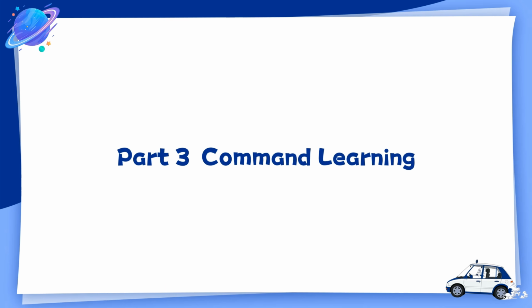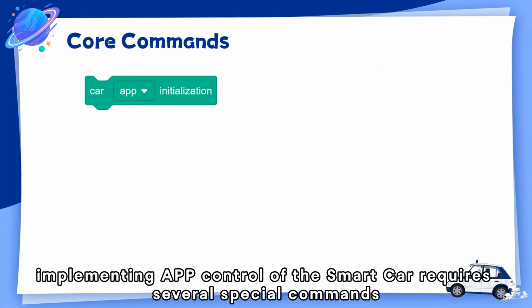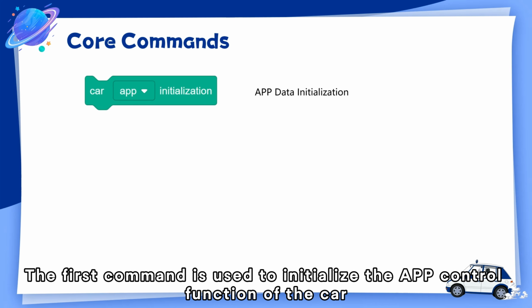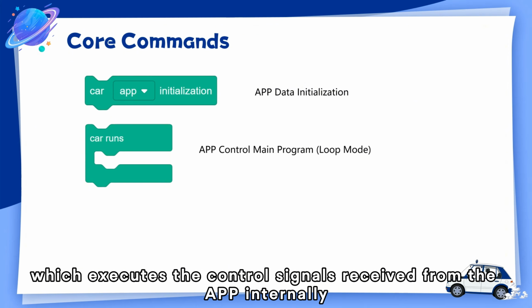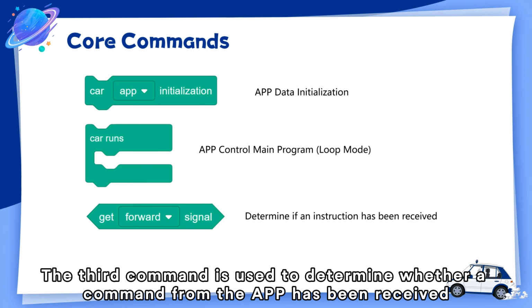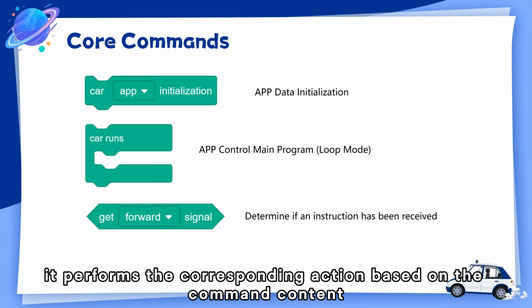Part 3. Command learning. In ACECode, implementing app control of the smart car requires several special commands. The first command is used to initialize the app control function of the car. The second command is the Smart Car Function Control command, which executes the control signals received from the app internally. The third command is used to determine whether a command from the app has been received. If a command has been received, it performs the corresponding action based on the command content.